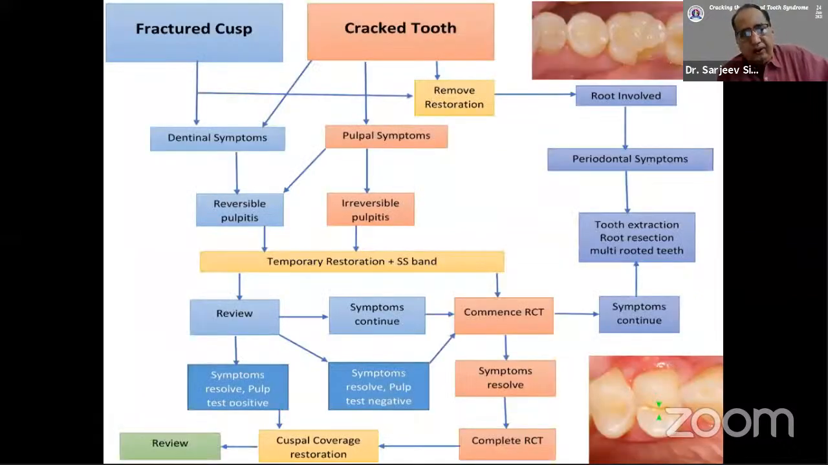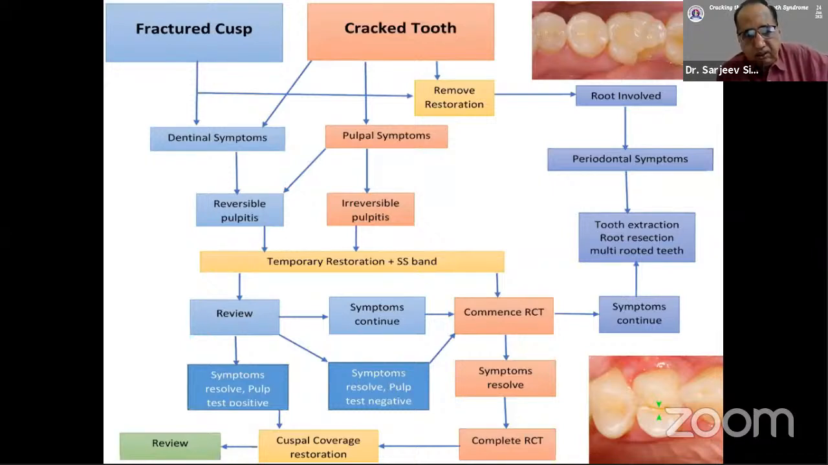Coming to the dentinal symptoms of fractured cusp and cracked tooth, if it is reversible pulpitis, temporary restoration can be done and you can put a stainless steel band. If there is a cracked tooth with pulpal symptoms and it's got irreversible pulpitis, before starting the root canal treatment, because of the vibrations of the motor and the manipulation you do, it is always advisable to give a temporary restoration. I would prefer to give a stainless steel band. And if the cracked tooth is without endodontic involvement, remove the restoration and review the patient.